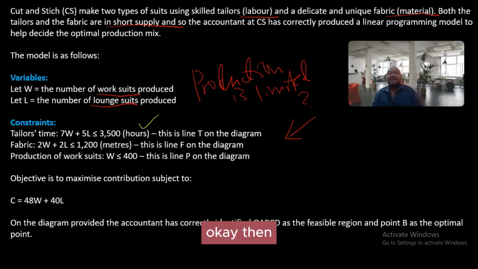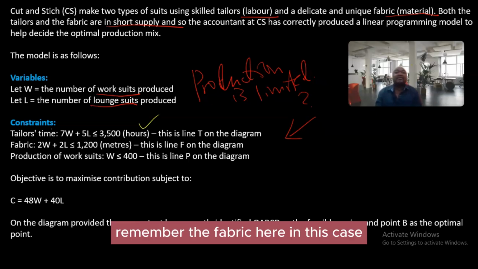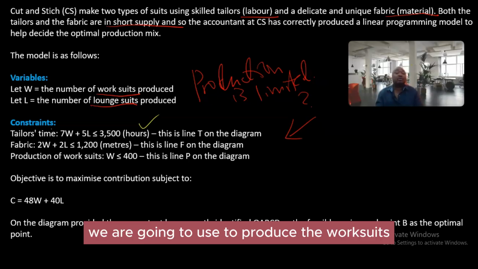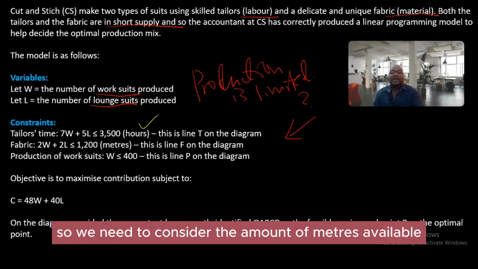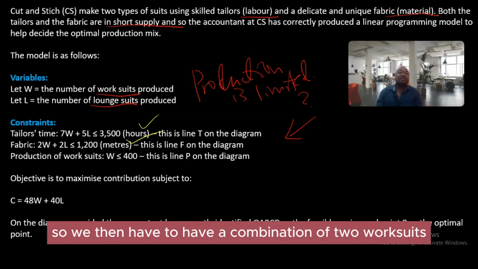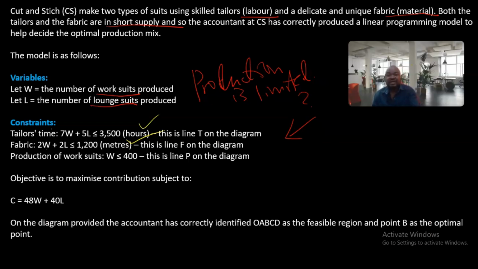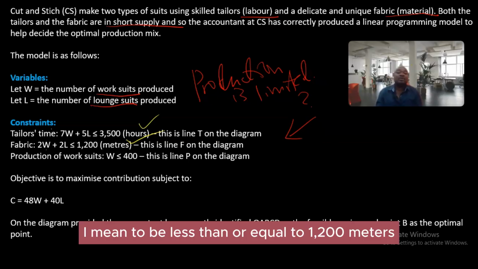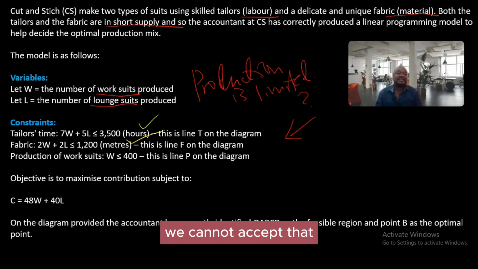Then, what about the fabric? Remember, the fabric in this case is the material we are going to use to produce the work suits and so forth. So we need to consider the amount of meters available. So we have a combination of 2W + 2L ≤ 1,200 meters. We cannot exceed that.